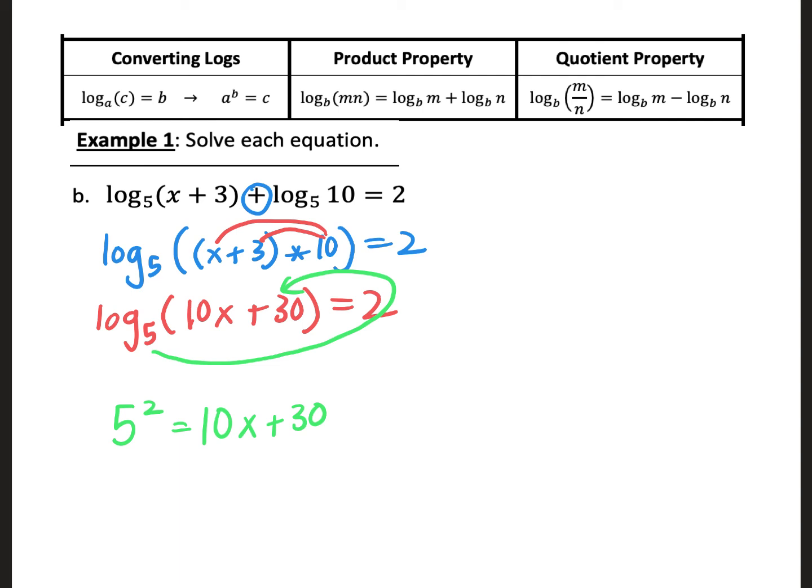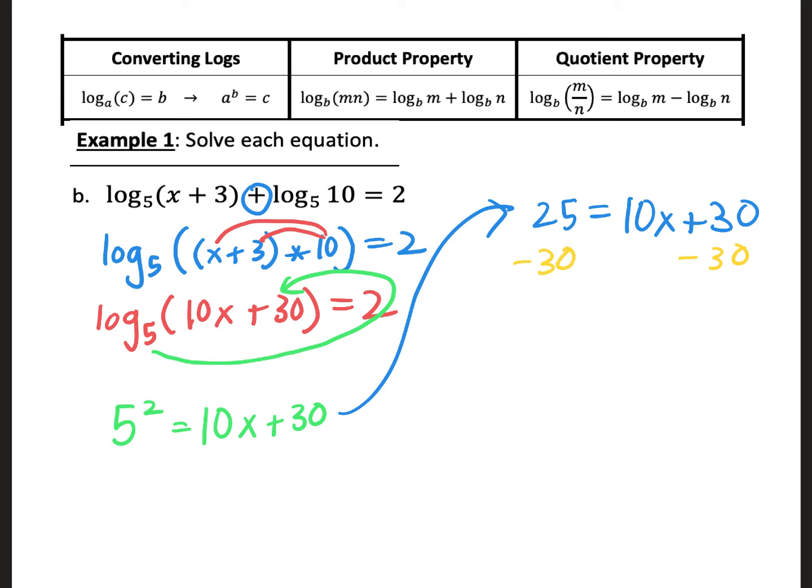So I'm going to start by simplifying my 5 squared. I'm actually going to move it up here too. 5 squared will give me 25. That equals 10x plus 30. To get my x by itself, we're going to start by subtracting 30 from both sides. We get negative 5 equals 10x. And then my last step, to get rid of my 10, we'll divide both sides by 10.